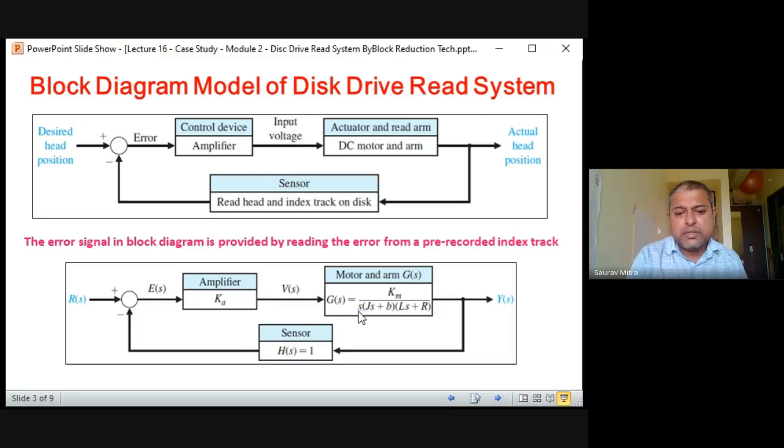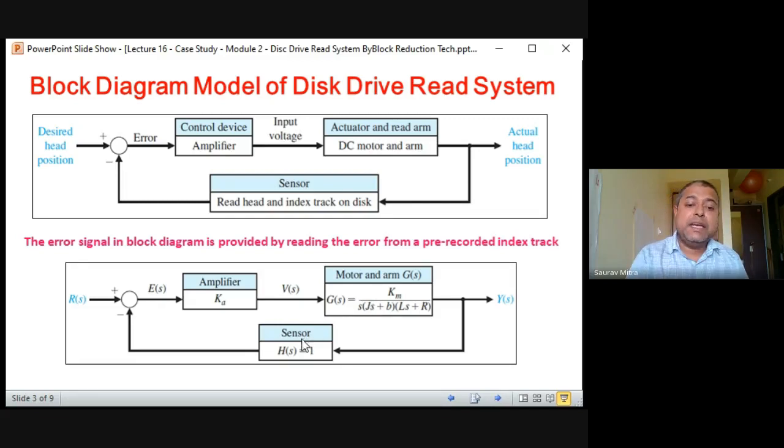Why is this a third order process? Because this is S, again this is JS, again this is LS. If you multiply all this and get 5 parameters or 4 parameters in the denominator, you will find that one term JLS cube will come. Okay, so this GS, the forward gain, is a third order process.